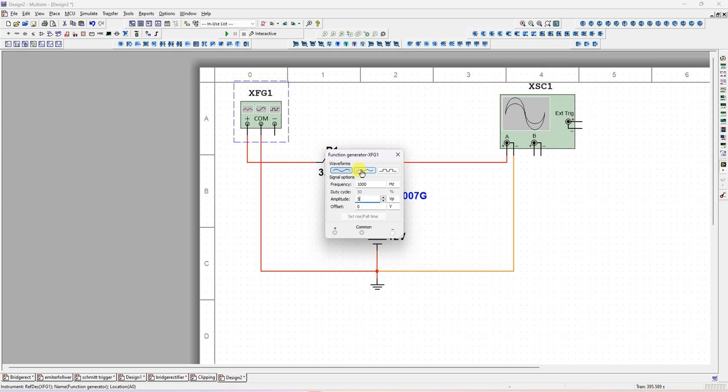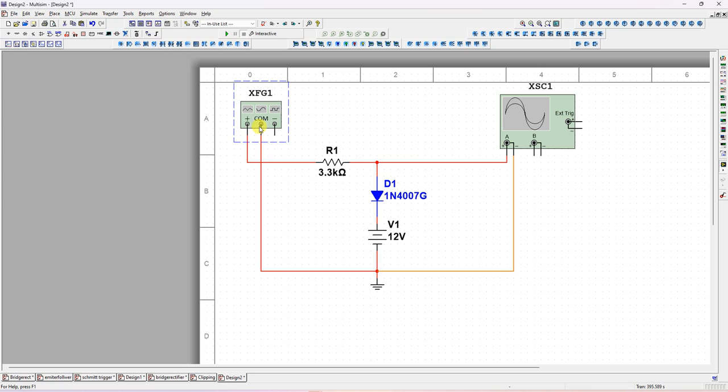You can select triangular wave. You can select square wave. Okay. Now it is changed. Now click on this run button and see the output. Output is always connected across the diode and this power supply. So always it will be DC only.